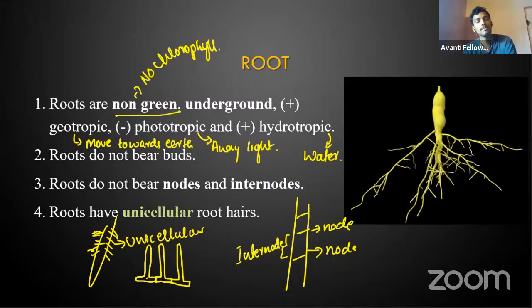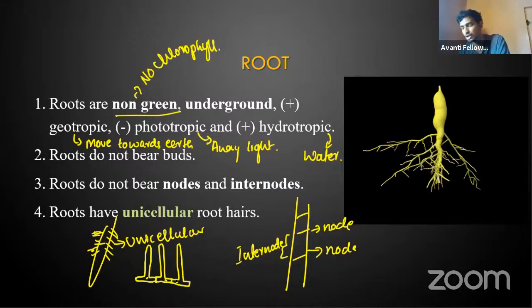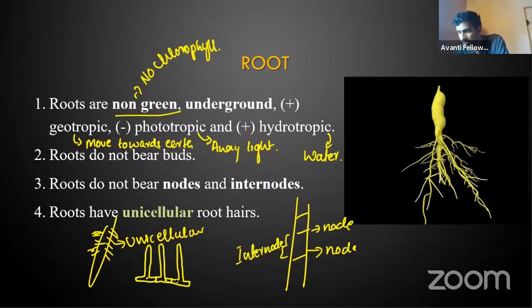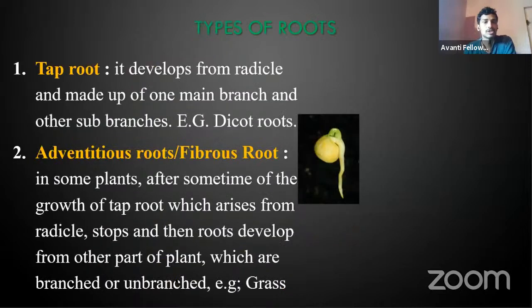Okay, so it will be unicellular. Those are the major things. Exactly. So next, we divided the roots into two major types. One is a tap root and another is the adventitious root.